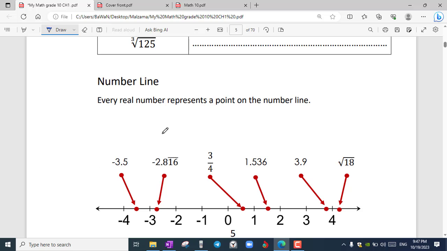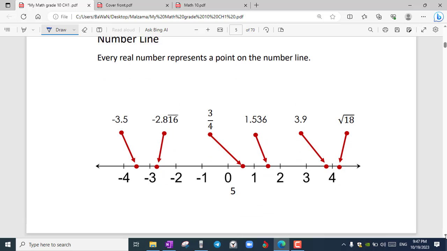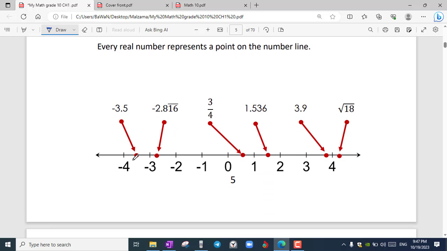Every real number represents a point on the number line. Let's see these examples. Negative 3.5 is right between negative 3 and negative 4. It's between them. Negative 2.816 repeating, we don't care about this when we use number line. Negative 2.8 is between negative 3 and negative 2, and it's closer to negative 3.